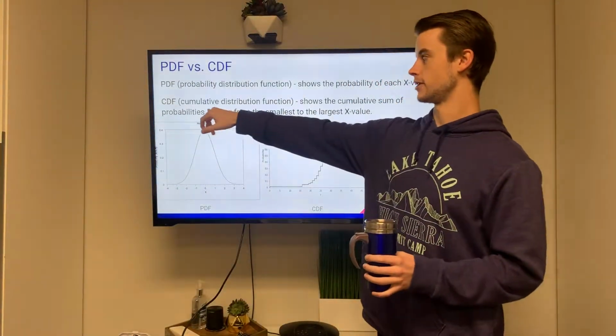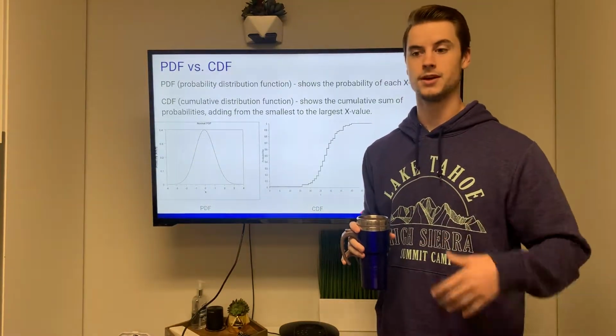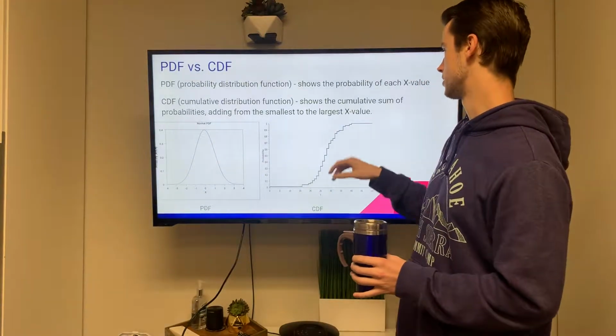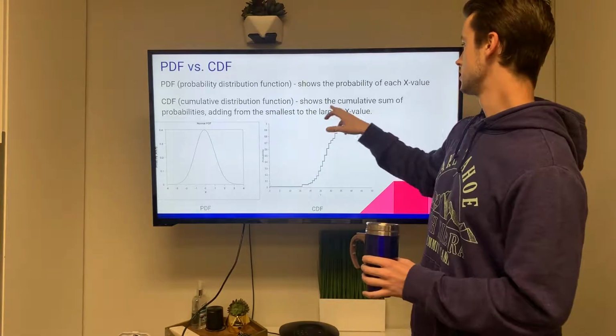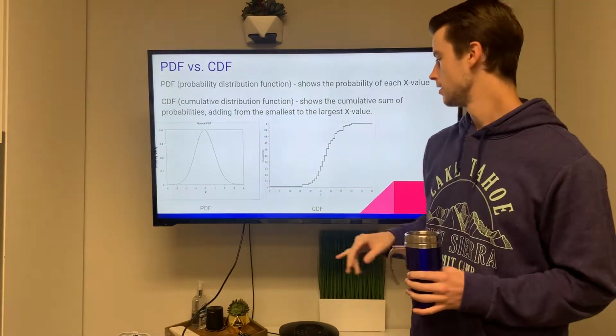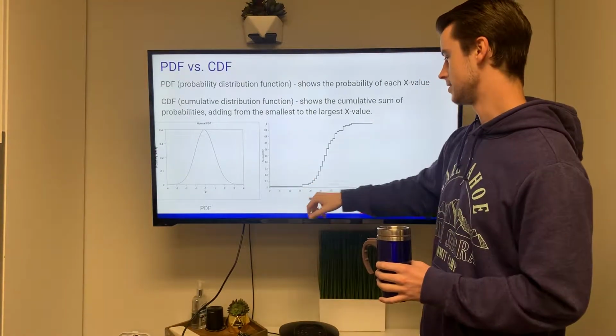Whereas a CDF, a cumulative distribution function, you see the word cumulative, you think sum of, you think total. It's kind of a step stool effect. It shows the cumulative sum of probabilities adding from the smallest to the largest x value. So you add the probabilities together as these values increase.